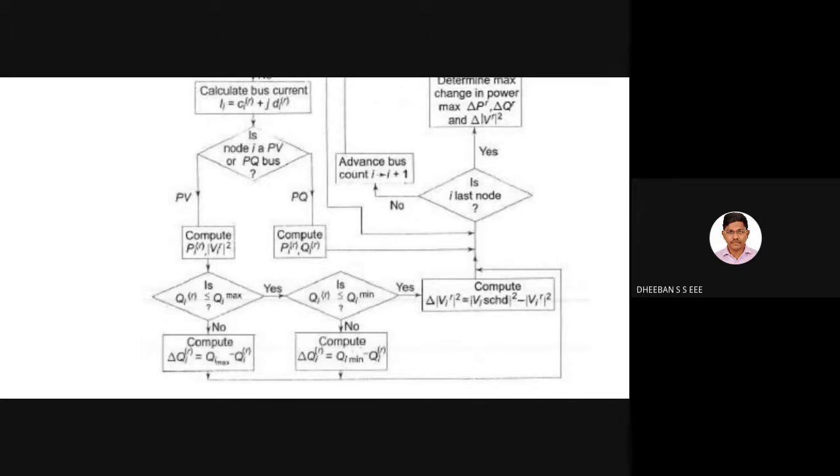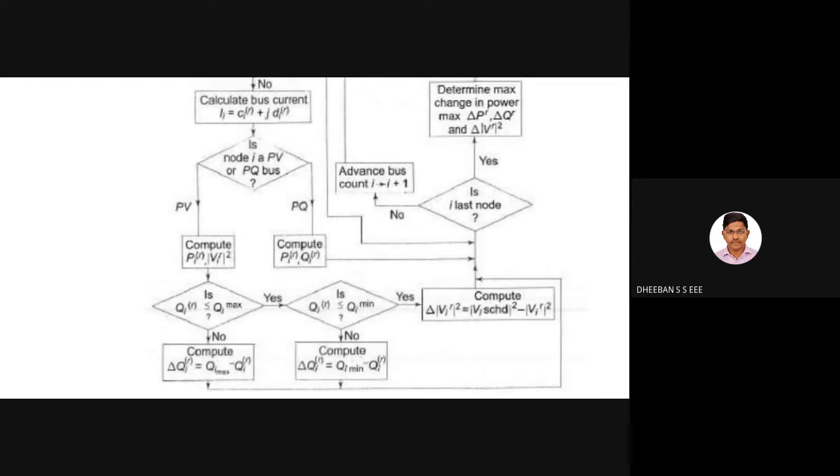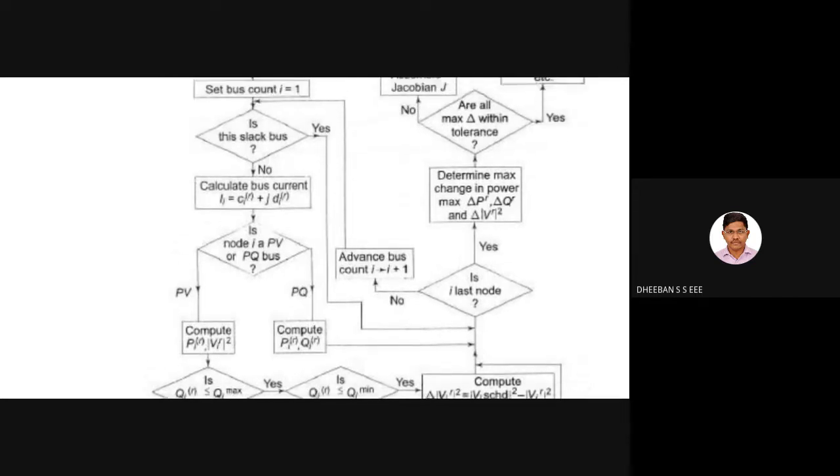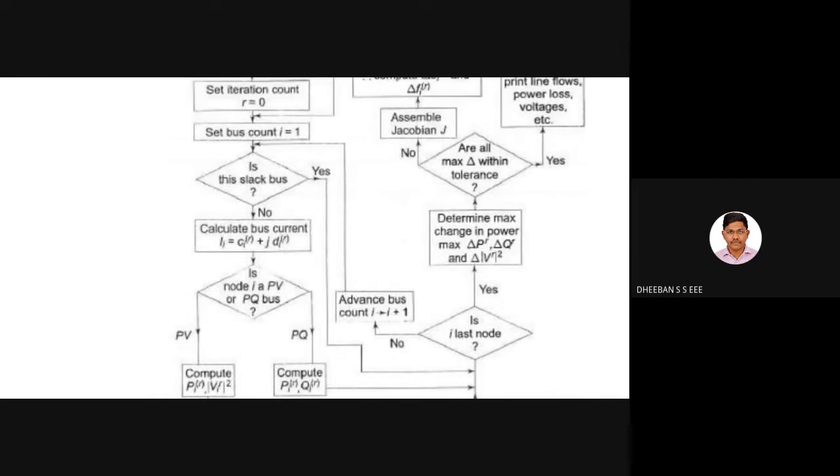I hope you are able to understand. And if it is the last bus, you'll be moving towards finding your power residues.